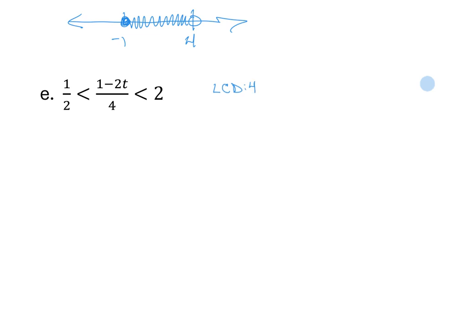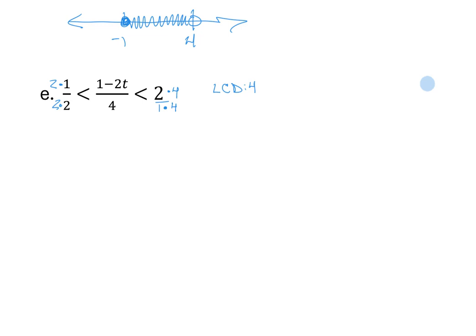And so again, the first thing that we're going to do is let's go with our LCD. Our LCD is 4. And again, you can either rewrite everything with the same denominator, or you can multiply the left, the middle, and the right by 4. This one, I'm going to go ahead and write everything with a denominator of 4. So for instance, the first fraction, we want to multiply by 2 on the bottom, and whatever we do on the bottom, we do to the top. The middle already has a denominator of 4, and on the right side, we have a denominator of 1, and so we want to multiply by 4 to the top and bottom.